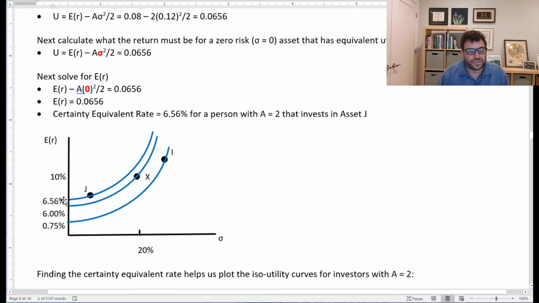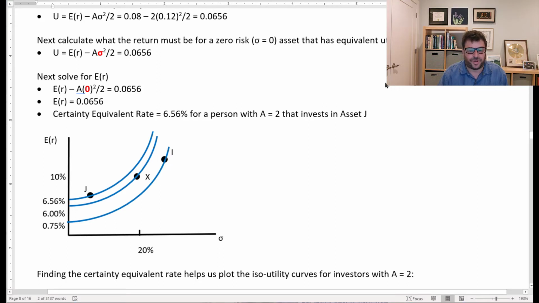Here I can draw the isoutility curves for an investor with A equals 2 through asset J. It intersects the y-axis at 6.56%. For asset X, it intercepts at 6.00%. And for asset I, it intersects at 0.75%.